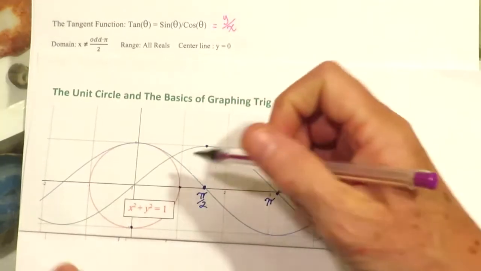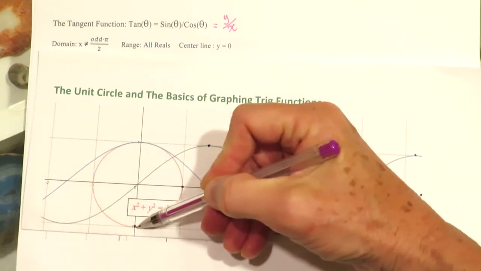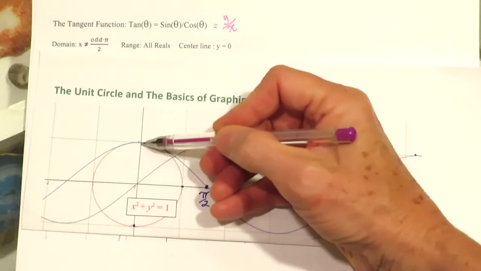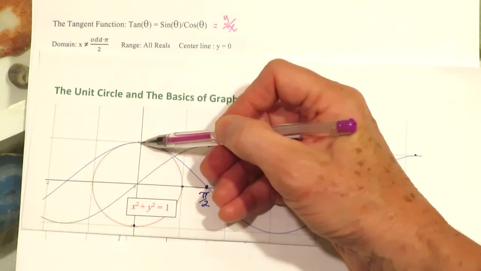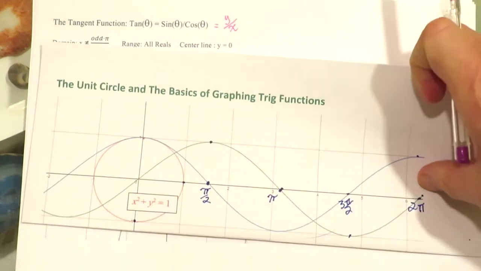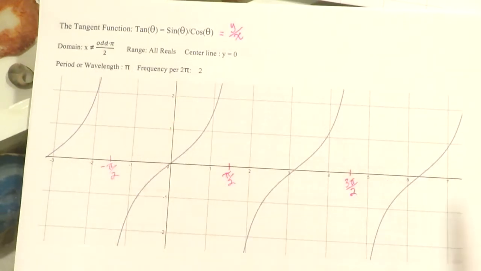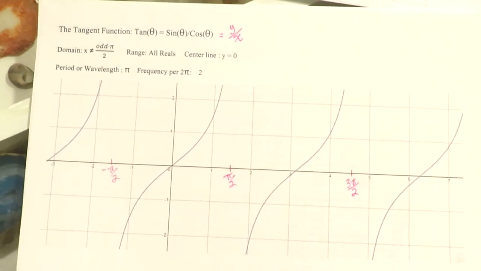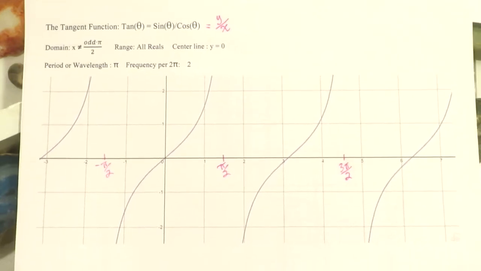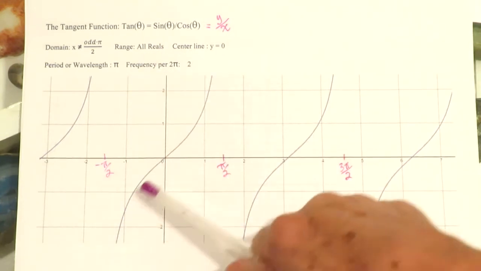So basically we're picking out the points at the top or the bottom of the unit circle. You're on the y-axis, and so x is 0 at the top and at the bottom of the unit circle. So basically any odd multiple of pi over 2 is a location where tangent has a vertical asymptote, and thus those values are excluded from the domain. The range is all real numbers.